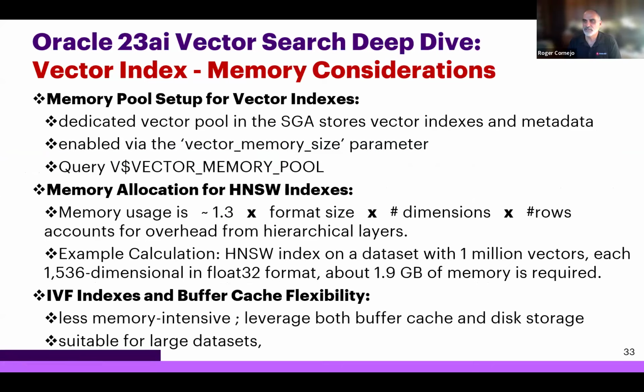Oracle gives this calculation on how to use these HNSW indexes and how to establish the right amount of memory for them. So it's 1.3 times the format size, that was that float 32 thing that you saw, times the number of dimensions times the number of rows. And that will account for the overhead required for that index. So there's an example calculation for you. One of these indexes with 1 million vectors and 1536 dimensions in float 32 is about 1.9 gigabytes of memory.